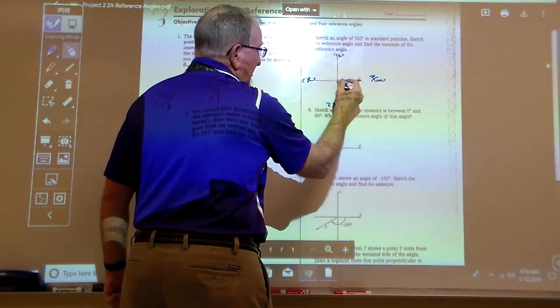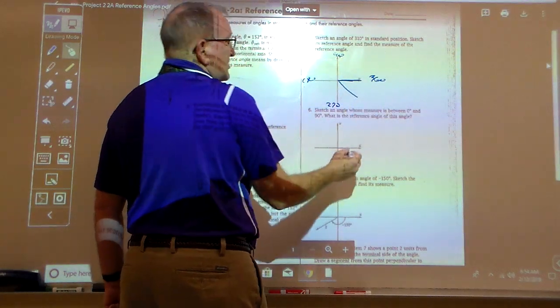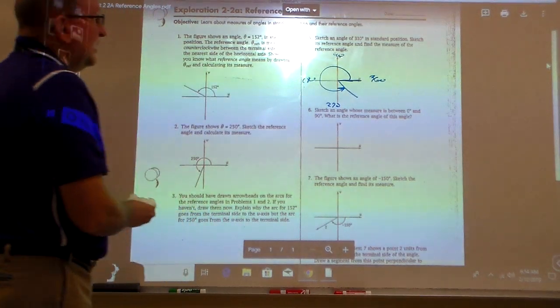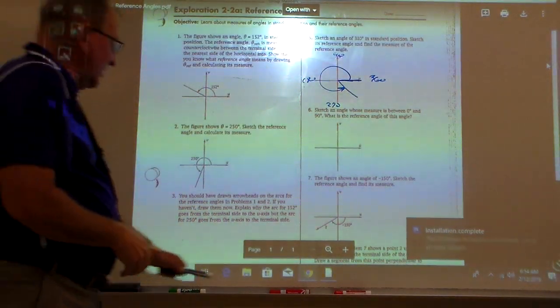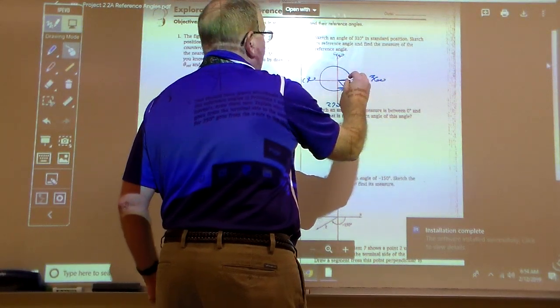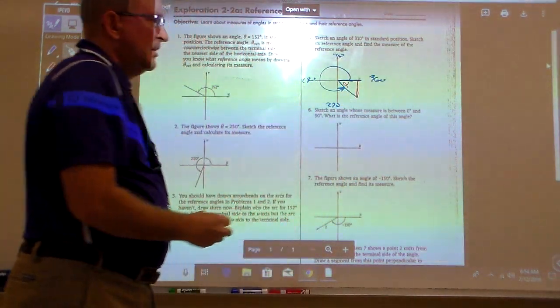So 310 is going to probably be somewhere about like there. But that's not correct until I draw my angle like that. Okay? But it says find the measure of the reference angle. Well, if we make this a triangle right here back to our x, here's our reference angle. Well, how do I find that one?